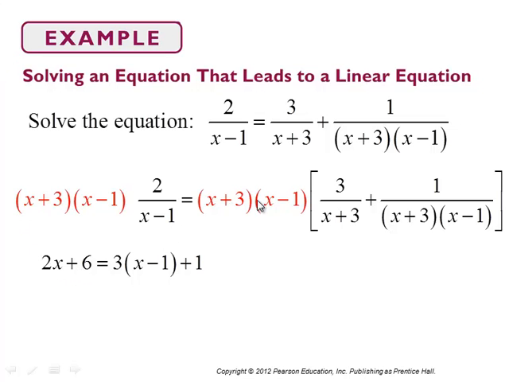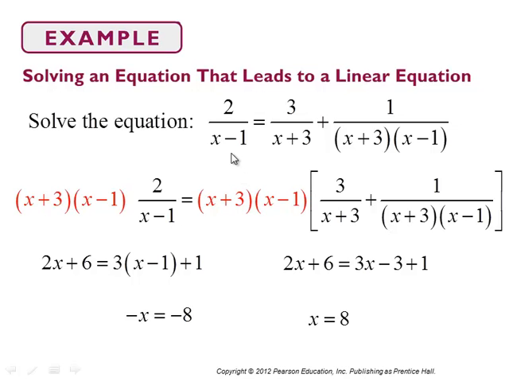On the right-hand side, notice the x plus 3's cancel with that first multiplication, and that x plus 3 times x minus 1 cancels by multiplying by the second fraction, giving you 3 times x minus 1 plus 1. Expand out that right-hand side, you have minus 3 plus 1, which is minus 2. Maybe you can subtract 6 from both sides, subtract 3x from both sides, and then multiply or divide both sides by negative 1. And you end up with x equals 8.